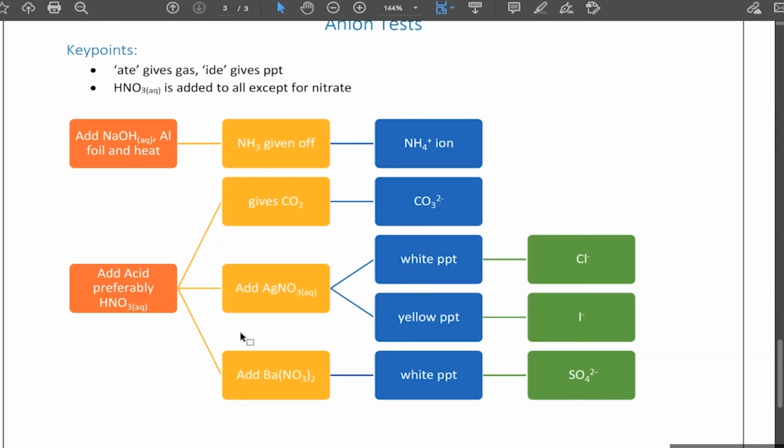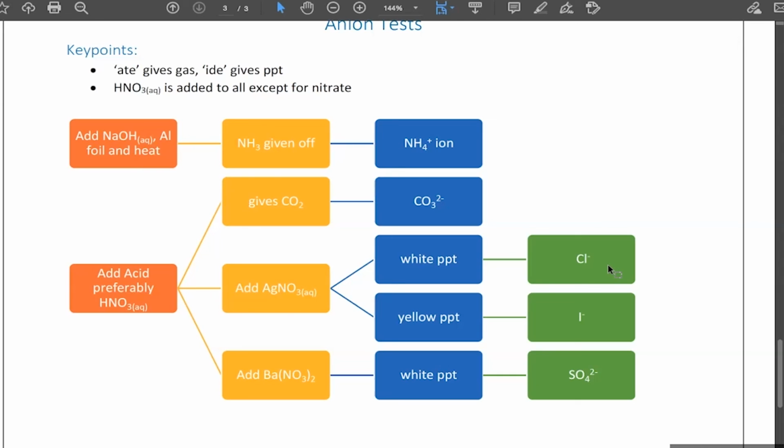With silver iodide, we are going to get yellow precipitate. But the interesting thing is that bromide, which is in the middle of these two, it gives us an off-white precipitate, which is like a color between white and yellow. So chloride, bromide, and iodide that way, although bromide is not tested in the exam.